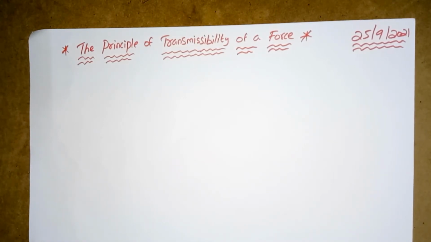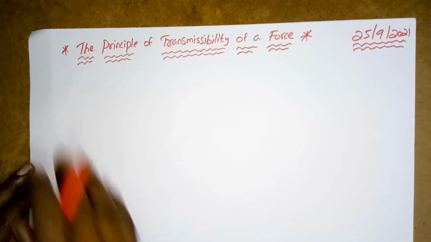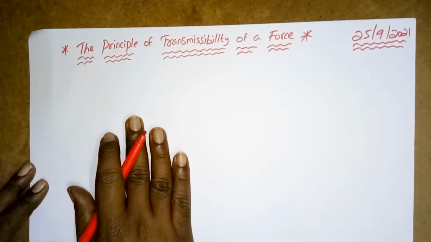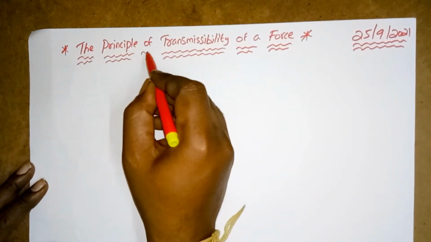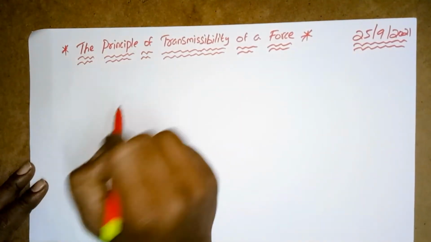The principle of transmissibility of a force states that the external effect of a force on a rigid body is the same for all points of application along its line of action. That is, it is independent of the point of application. Now we will take a few diagrams, and with the help of these diagrams, we will learn the concept of the principle of transmissibility of a force.